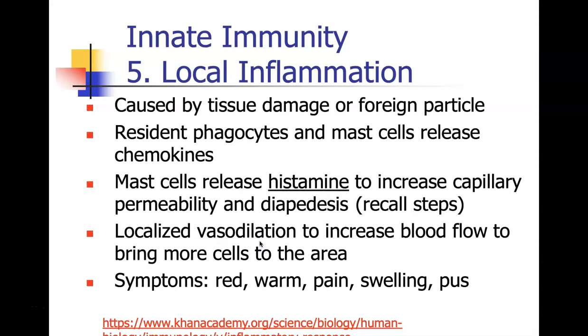Our fifth part of innate immunity, local inflammation, is caused by tissue damage or foreign particles. Those resident phagocytes and mast cells release chemokines. The mast cells also release histamine to increase capillary permeability and that diapedesis we talked about a little bit earlier. The localized vasodilation to the area increases blood flow and brings more cells. So you get a red, warm, painful area, inflammation, swelling, pus, right? You get all these things with inflammation, but it's really important in order to bring more phagocytes to that area. There's a nice Khan Academy explanation here about this response.